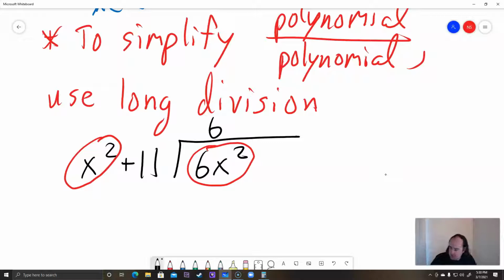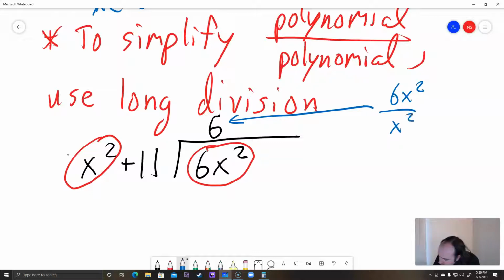Okay? So this is a lot like regular long division. It's just we're working with terms of a polynomial instead of powers of 10. So how did I get 6? I did this number divided by that number. So 6x squared divided by x squared gave me 6. In my head, I canceled out the x squareds and we got 6.